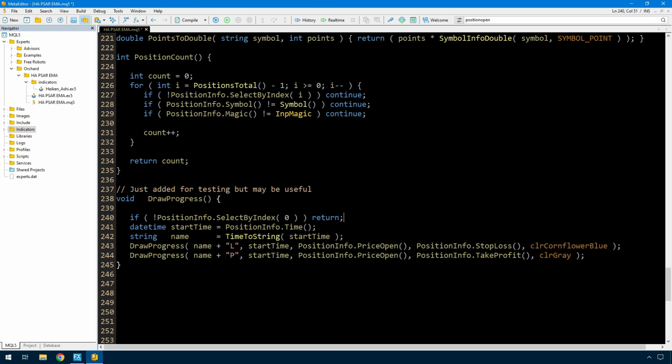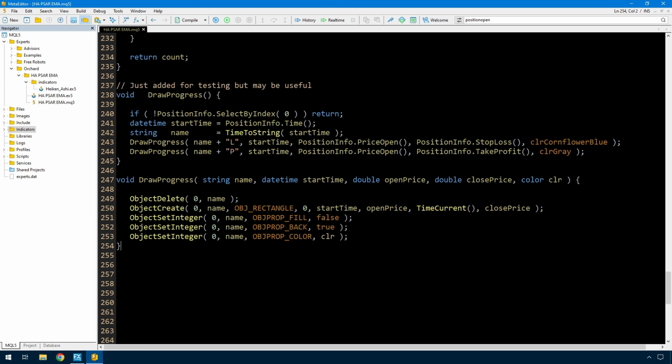So I've got the position that's open, the start time from that position. I'm making up a name for the rectangles by using the time to string for the start time. And I'm calling a second draw progress function that takes more arguments, where I'm passing in the name plus L, that's the loss box for the stop loss box, and name plus P, this is the take profit box. The start time, the opening price. In the case of the loss box, it will extend to the stop loss, and the profit box will extend to the take profit, and then just the colors.